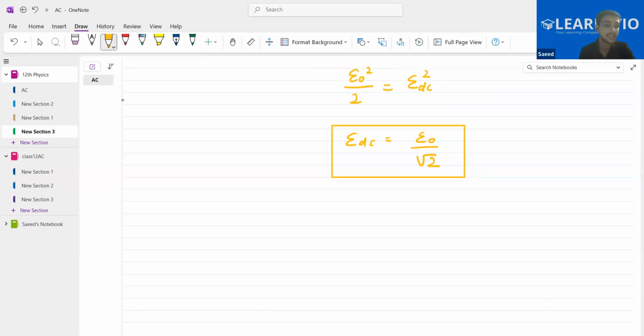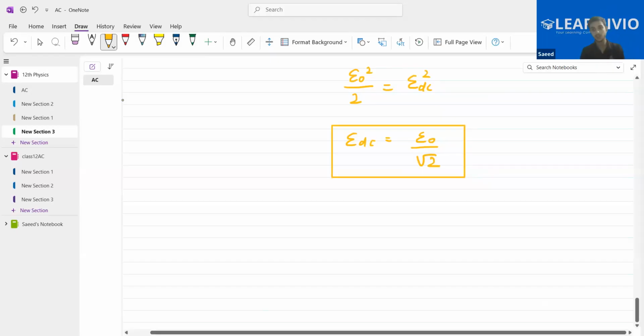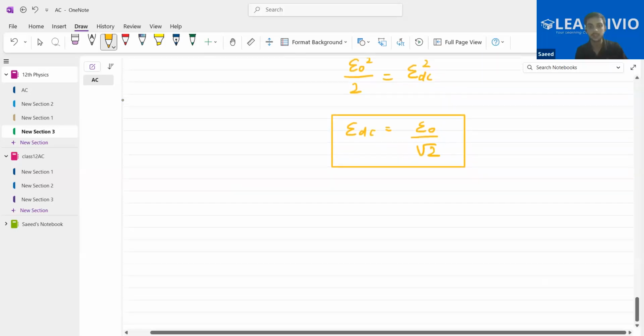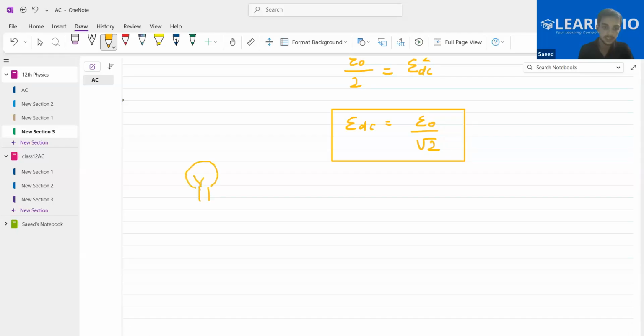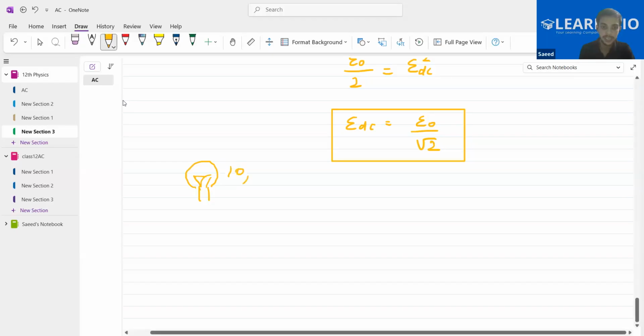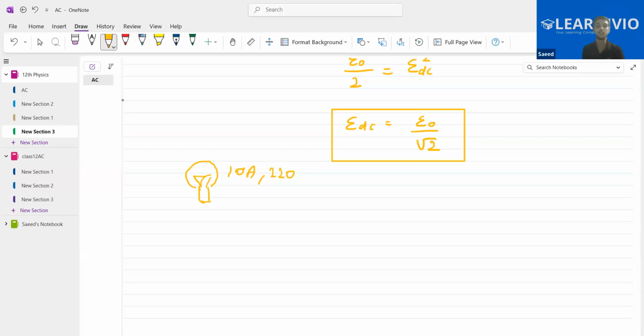So actually, it is a comparison of the AC source with the DC source. Now, E of DC square. Yes, it is correct. Do you remember, whenever you go to the market and buy a bulb, there are certain values written over it, 10 ampere and 220 volt? Have you seen this before? What does this mean? This means that these are the RMS values.